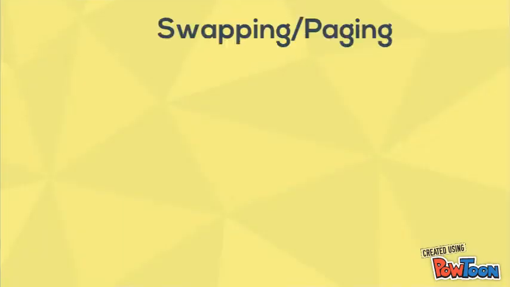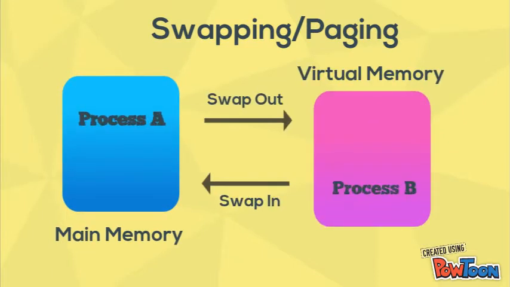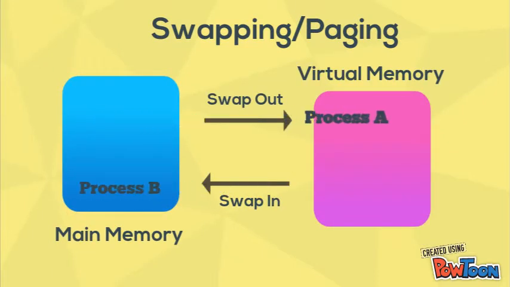To better understand the concept of swapping and paging, we prepared an illustration. Process A represents a process that will need to be swapped out from the RAM to the virtual memory, while process B will need to swap into the RAM.